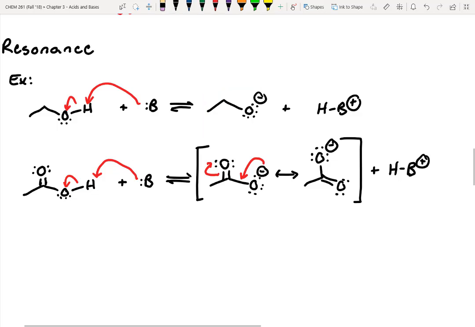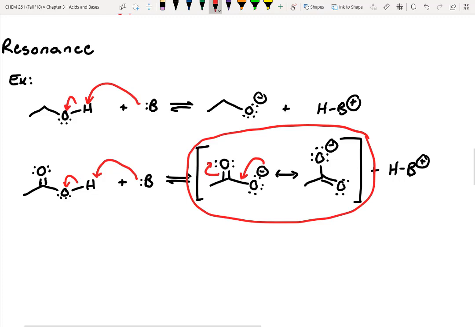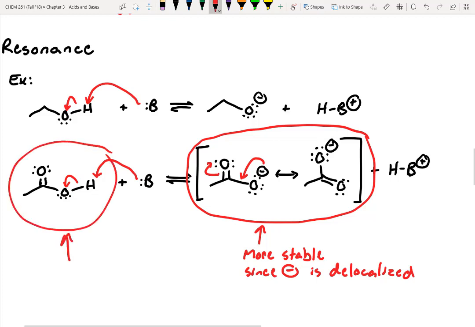So now, when we look at this, we can say, well, the one where the negative charge is being shared across multiple atoms is obviously going to be a lot more stable as a conjugate base. So I'll just go ahead and circle this and say this is more stable since the negative charge is delocalized through resonance. That means, conversely, that this must be the stronger acid. Does that make sense?